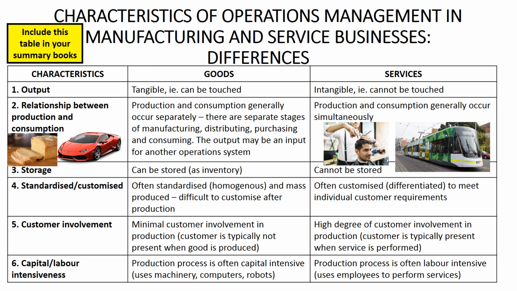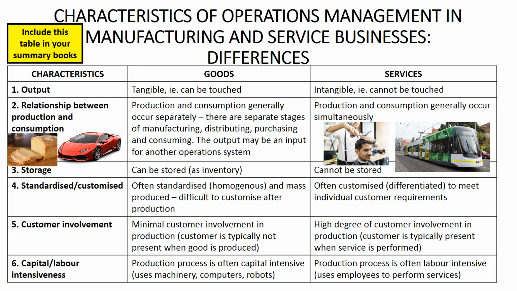Fifthly, there is often minimal customer involvement in the production of goods by a manufacturing business, whereas there is often a high degree of customer involvement in the production of services by a service business. For example, a person who wants to buy a car is typically not present at the car factory when the car they buy is being produced.